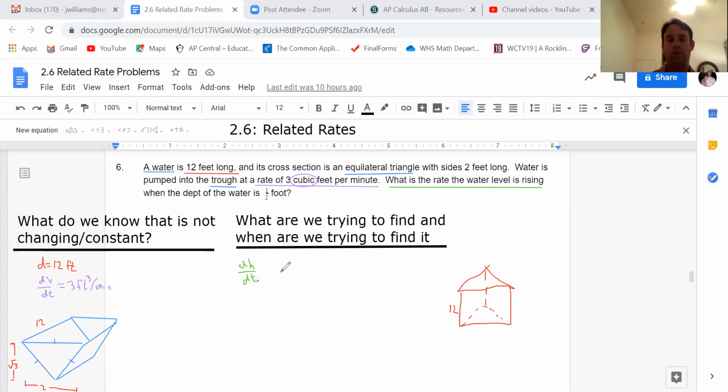And we're going to try to figure it out. Remember, they always have to give us another value. In this case, that other value they gave us was when the depth, or the height of the water, looks like I forgot an H there, is 1/2 foot. All right. Well, it would have been good if I had remembered an H there. Why don't you guys just go and add one in there? There we are. So when the depth of the water is 1/2 foot, so when the height is 1/2 foot.